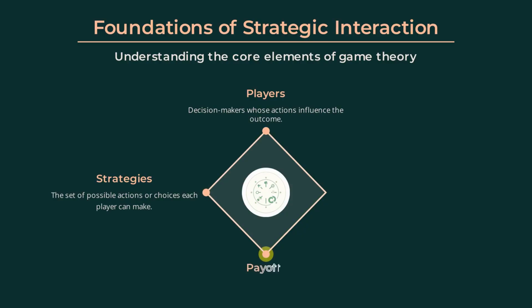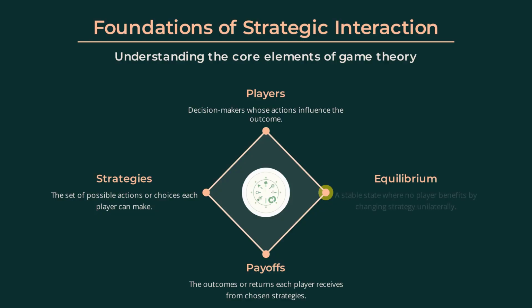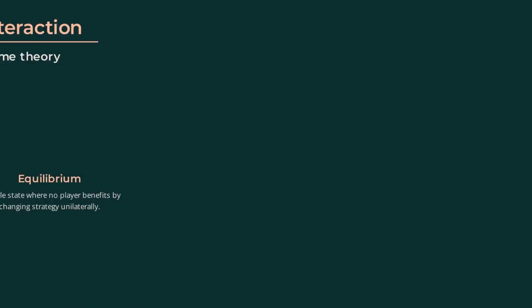Then come payoffs, representing the rewards or costs associated with each possible outcome. These are the outcomes or returns each player receives, directly resulting from their chosen strategies. Finally, we consider equilibrium, a stable state where no one benefits from changing their mind. This is a stable state where no player benefits by unilaterally changing their strategy, given others' choices.